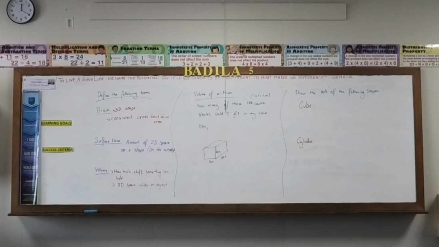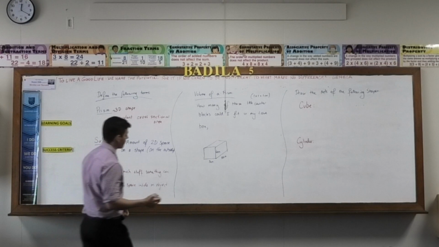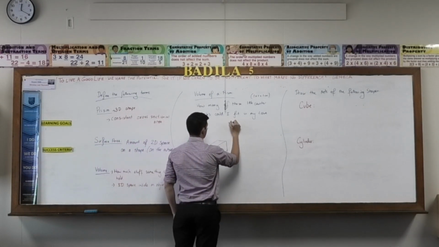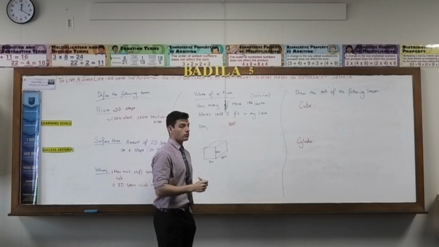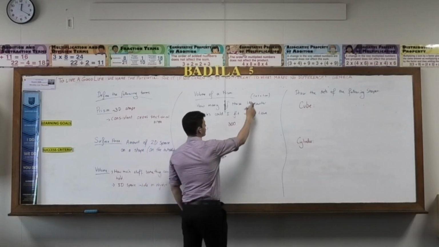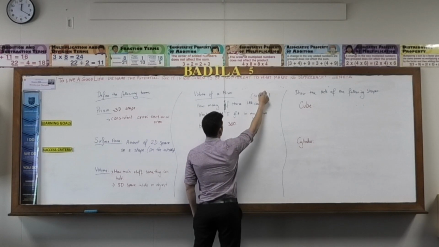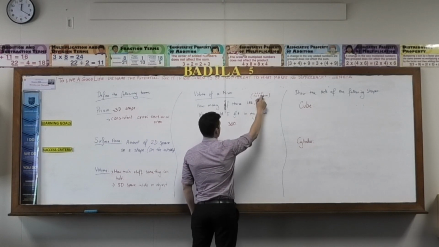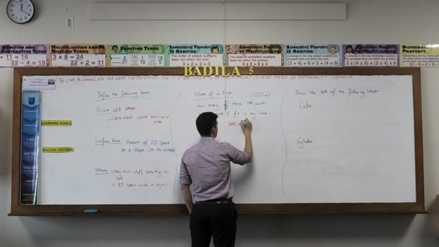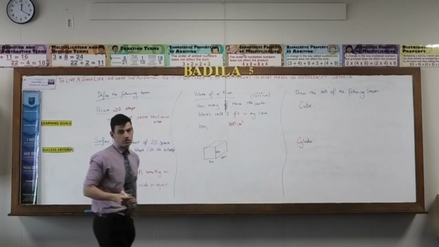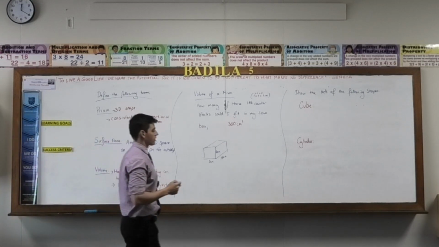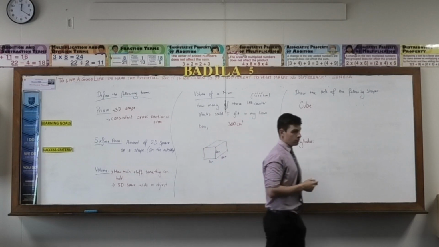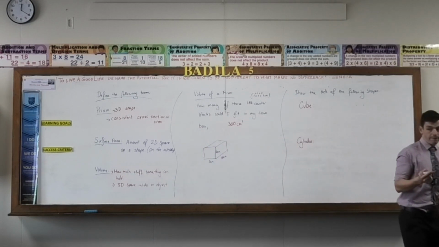Mason, what do you think? 300. Mason says 300. Very good. So this is 1 by 1 by 1, that's 1 centimetre by 1 centimetre by 1 centimetre, which makes it 300 centimetres cubed. Very good. I should have my units. Does anyone else have a different response? So every single person in this room says I can fit 300 of those in. We're all agreeing or not?